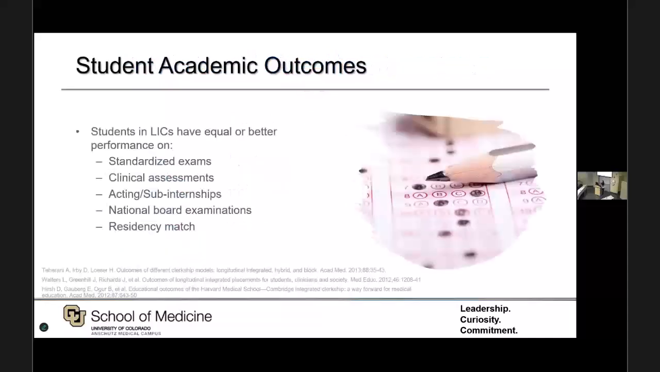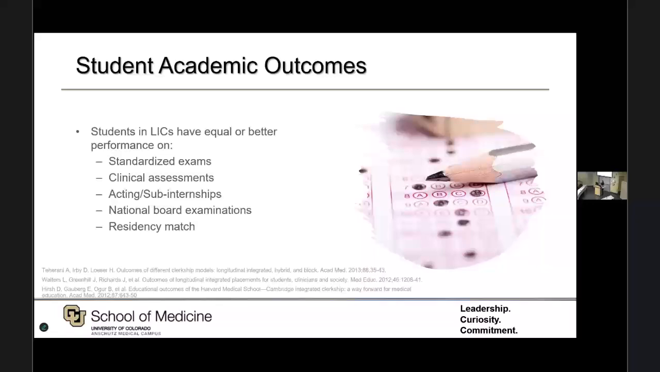And then, of course, we care very much about academic outcomes and want to ensure that students are doing just as well on all the metrics that we use to assess student performance. There are multiple studies that are listed here at the bottom of the slide if you're interested that show that students in LICs have equal or better performance on standardized exams, clinical assessments, sub-Is, board exams, and residency matches, all of which are hugely important to our students' success.